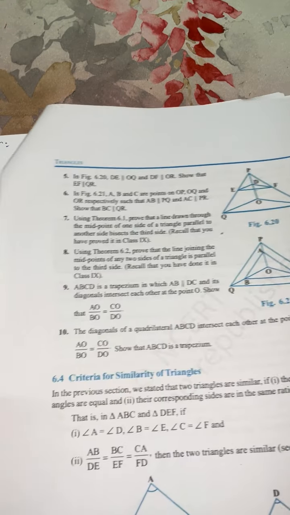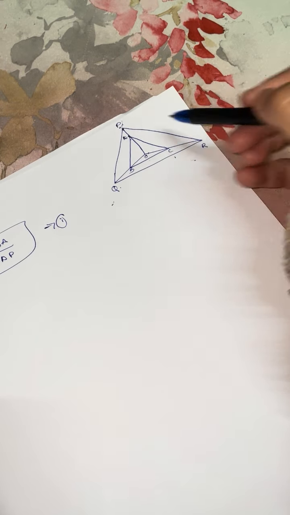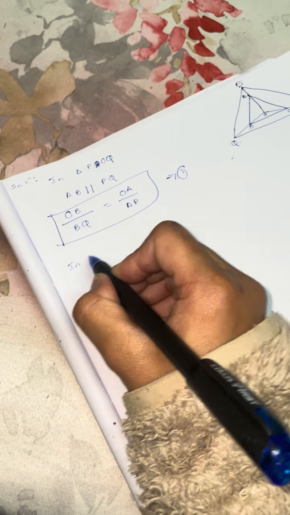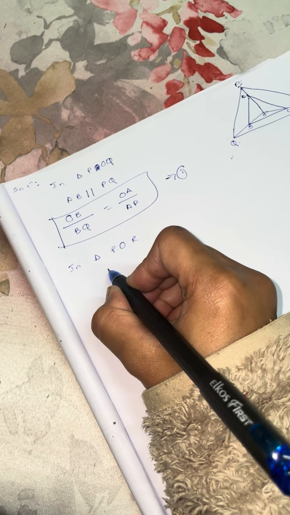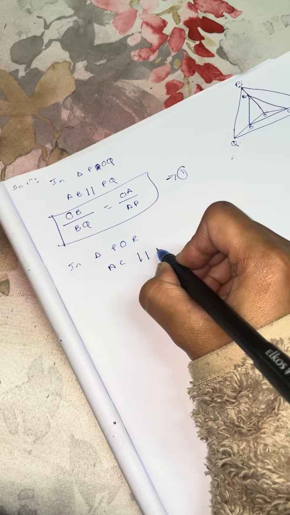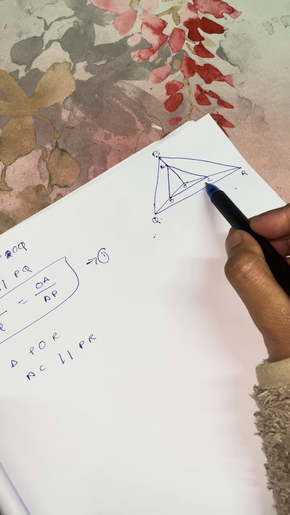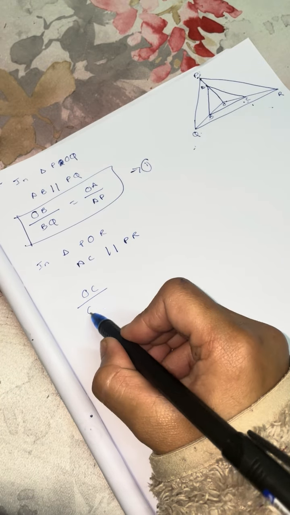Next, AC is parallel to PR, okay? AC is parallel to PR. The same thing in this diagram, that is triangle POR. In triangle POR, AC is parallel to PR, okay? Can I say OC is proportional to CR? Yes. OC is proportional to CR.